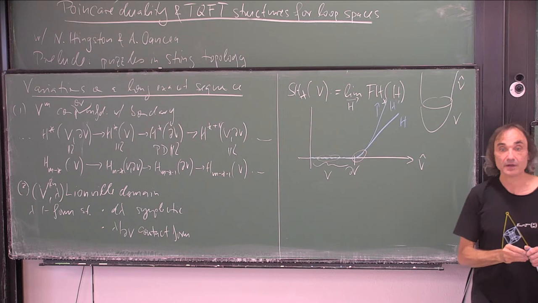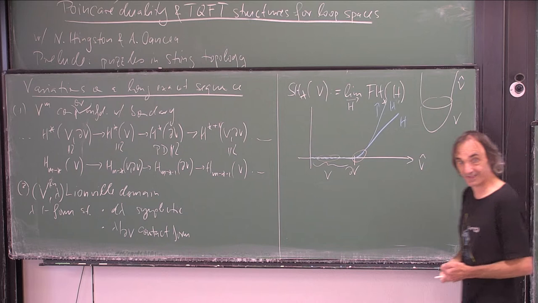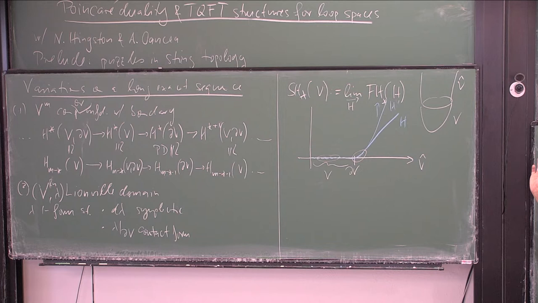Just to get an idea, what would be the answer for a symplectic ball? For a symplectic ball, you get zero. And I'll give you my main example where the answer is not zero and is interesting. But for a symplectic ball, the answer is zero.